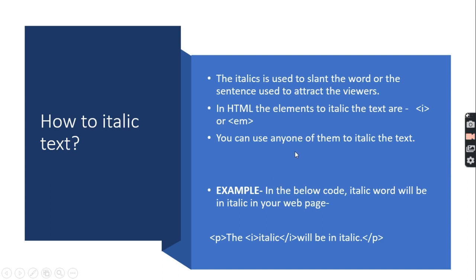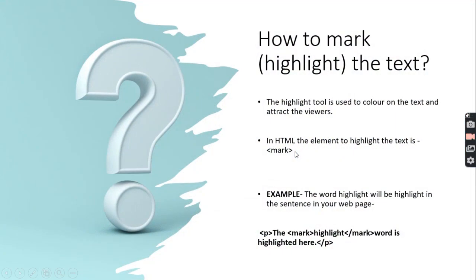So let's see now how to highlight the text. The highlighting tool is used to color the text and attract the viewers. The HTML element to highlight the text is mark, as it is written: how to mark the text, and this is only the text. So here the mark tag is used and it is ended here. So the highlighted word will be highlighted in your HTML web page.